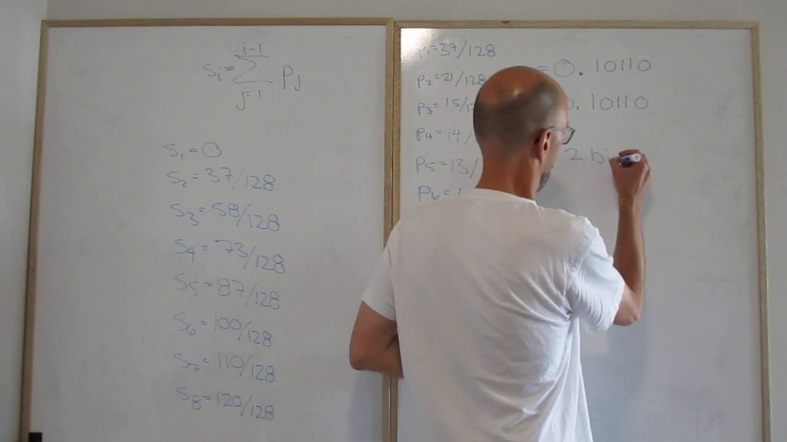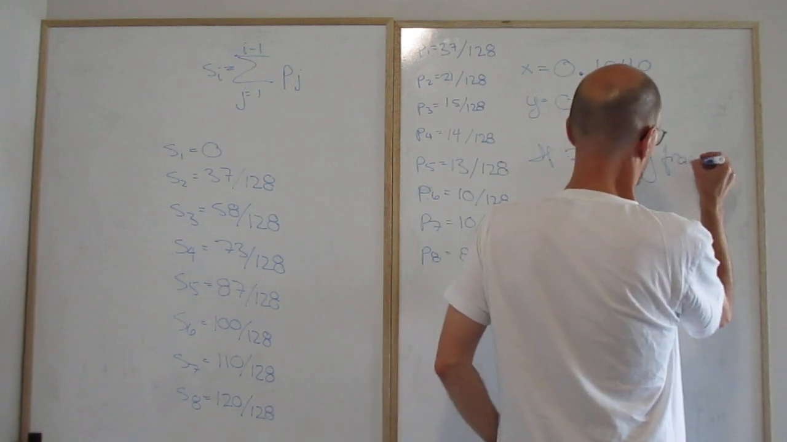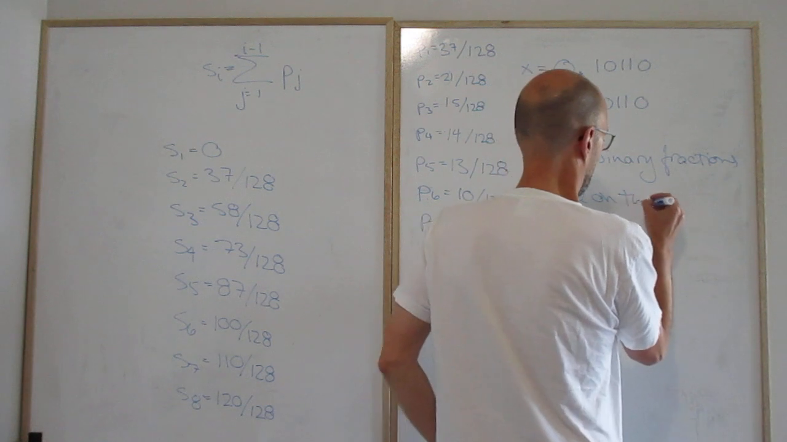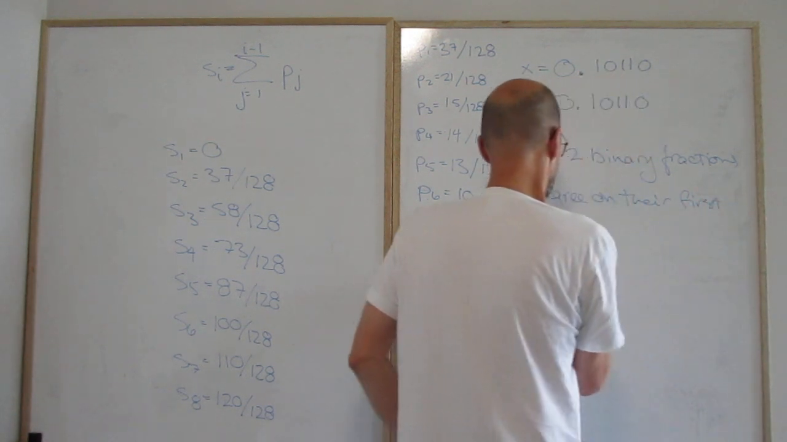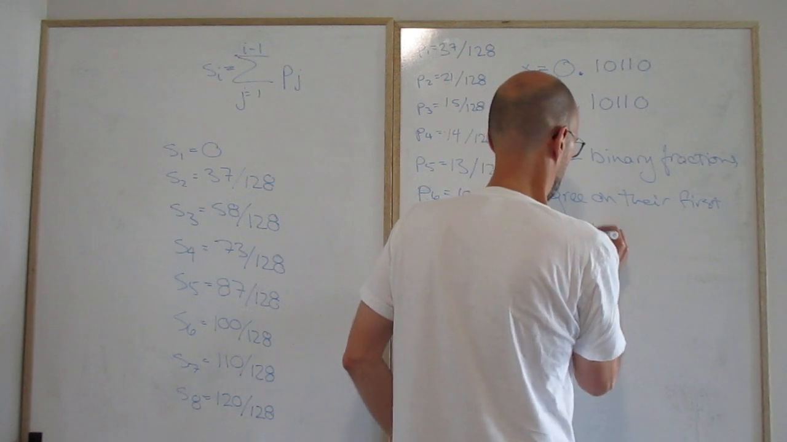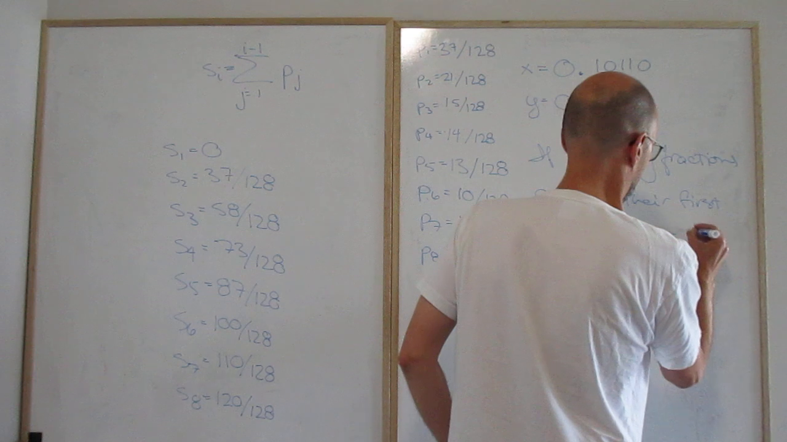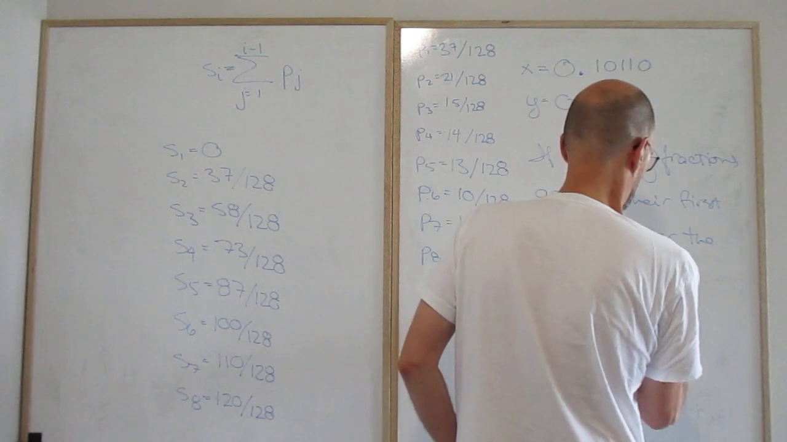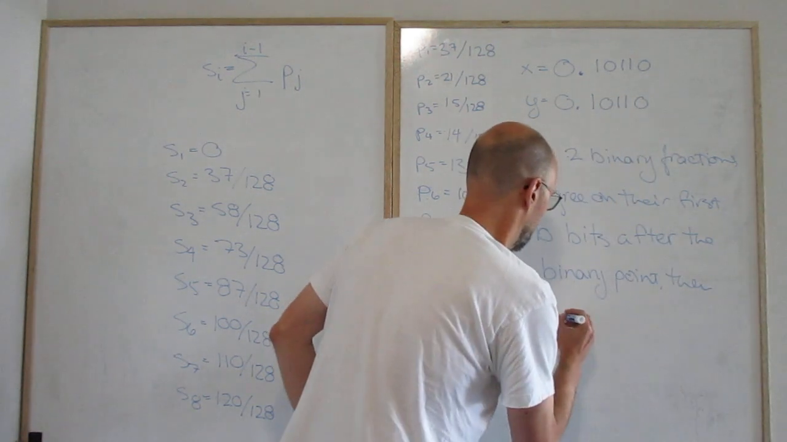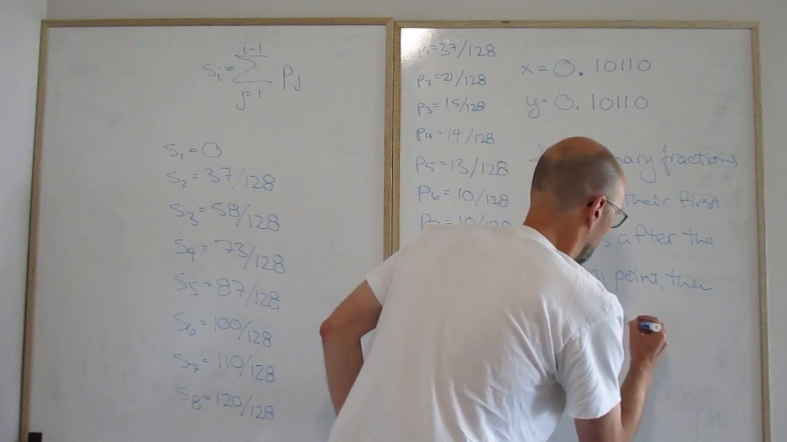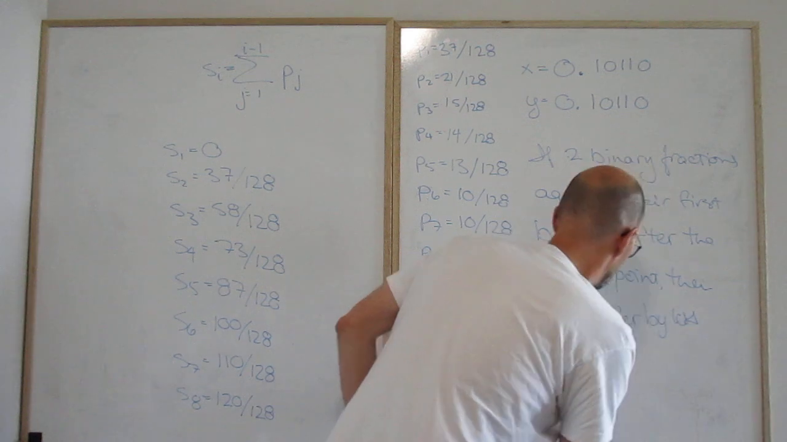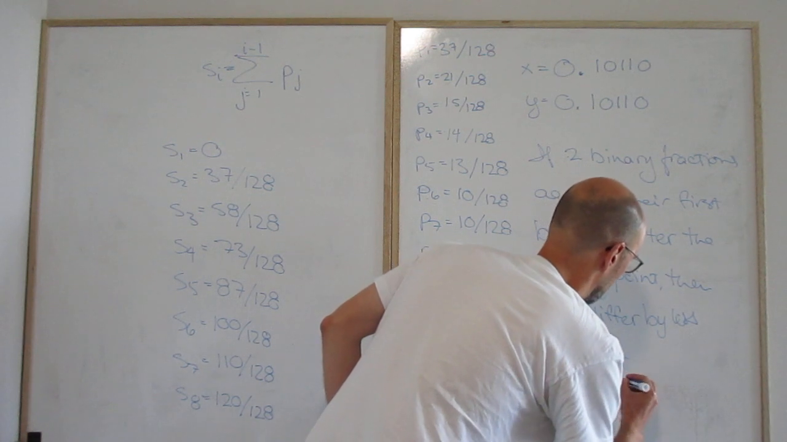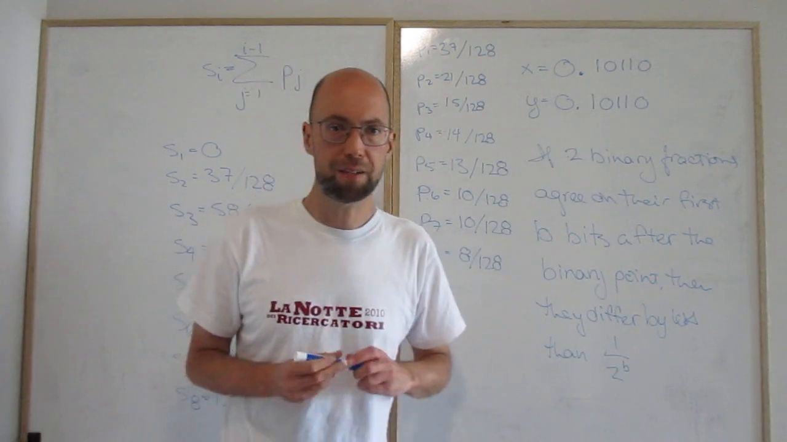If two binary fractions agree on their first b bits after the binary point, then they differ by less than 1 over 2 to the b, which is 2 to the minus b. Okay?